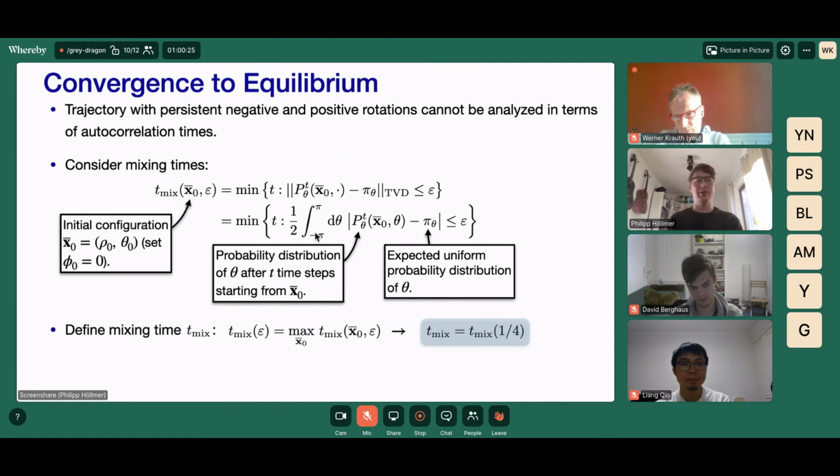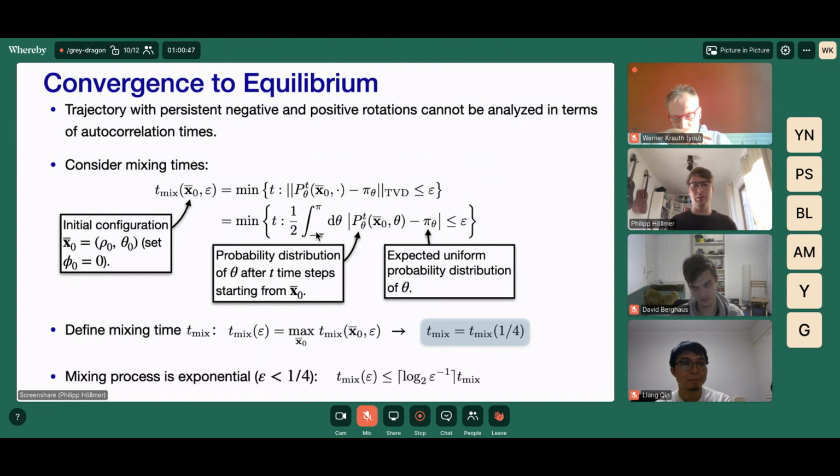So we can use our definition of the mixing time that depends on the initial configuration x0 and the bound epsilon to really define the mixing times. We first have to consider the worst initial configuration, or the most unfavorable initial configuration, which has the maximum mixing time. And then we choose as the bound epsilon 1/4.